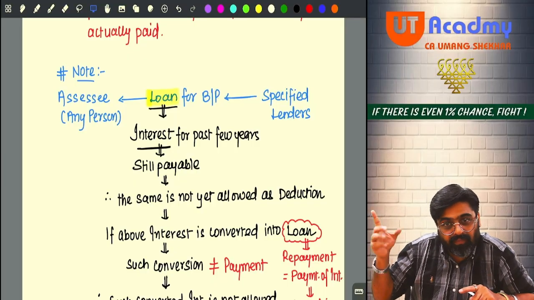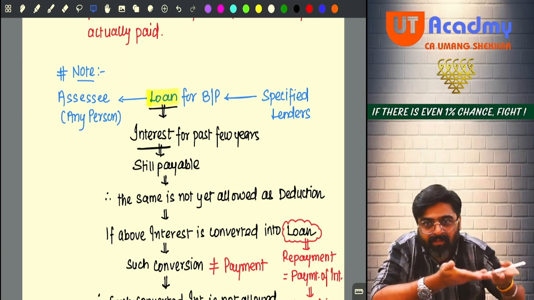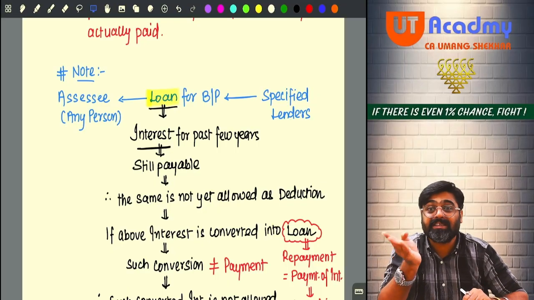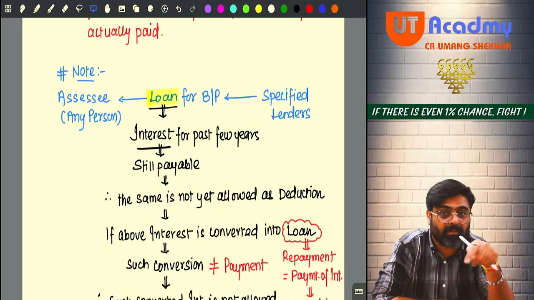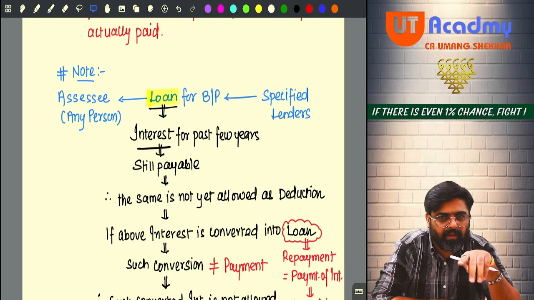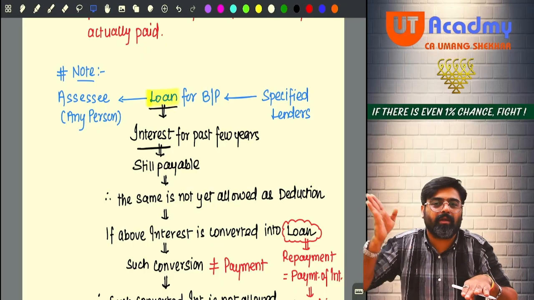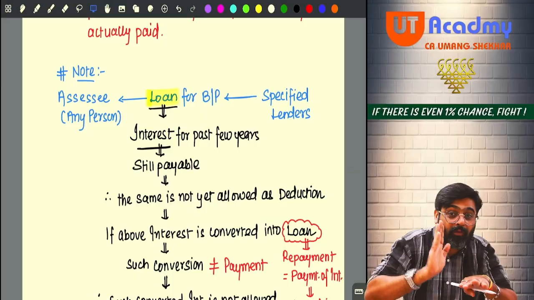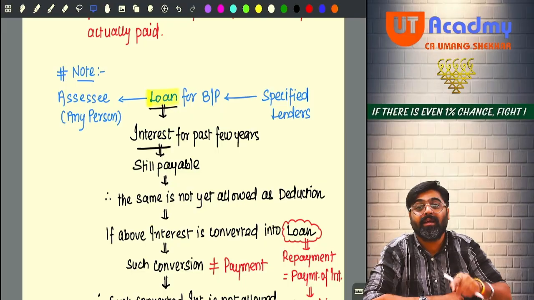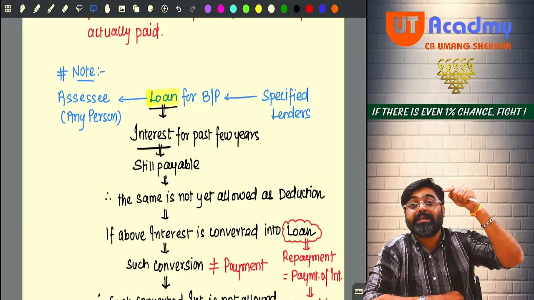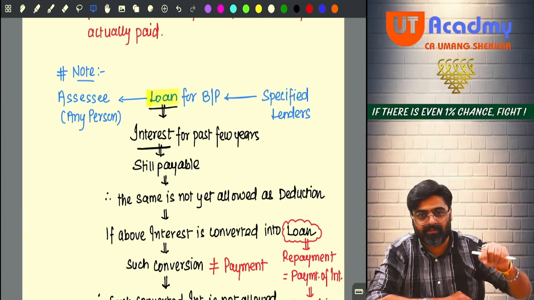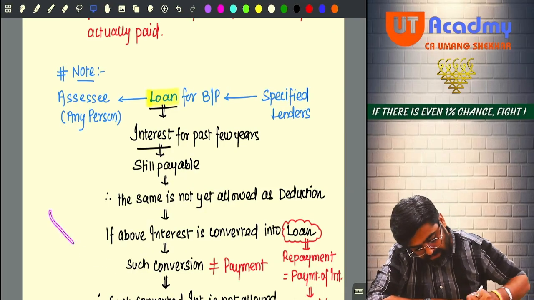It was disallowed under 43B. In the year of conversion, it will not be allowed because it is not paid; it is just converted into a new loan. Now the new loan, how much amount are you having? 450. Don't you think that this 450, which is a loan right now, is nothing but your interest only? Now whenever you make the repayment of this 4,50,000, at that time you will say that I have paid the interest. That time, the amount which you have repaid out of this 450 will be allowed as a deduction. Getting my point? Done.